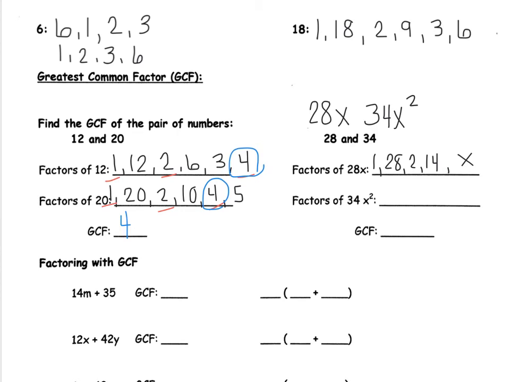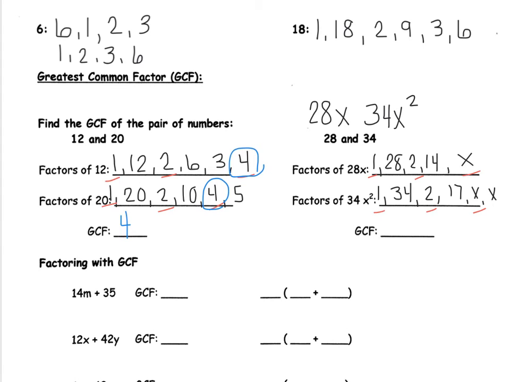Now let's look at 34. I have 1, 34, 2, and what goes into 34? 17. And anything else? I don't think so. And then what else? X squared. We're going to separate that, X and X. Well, our common factors are 1 and 1, 2 and 2, and 1x.